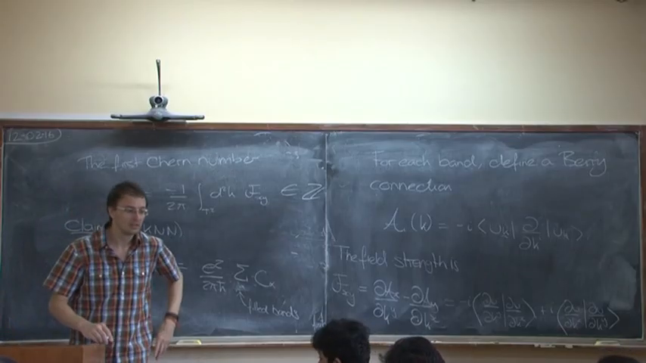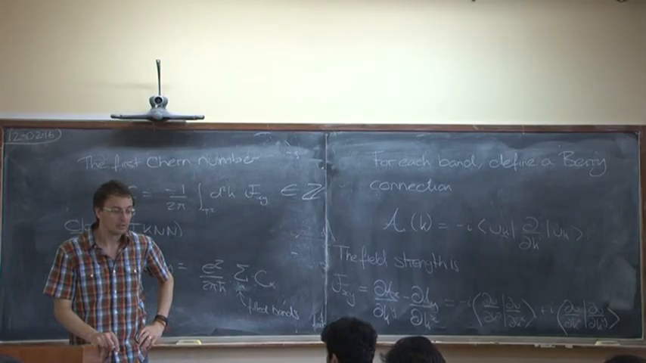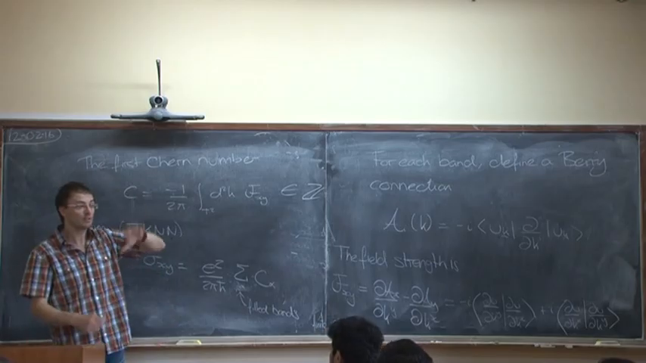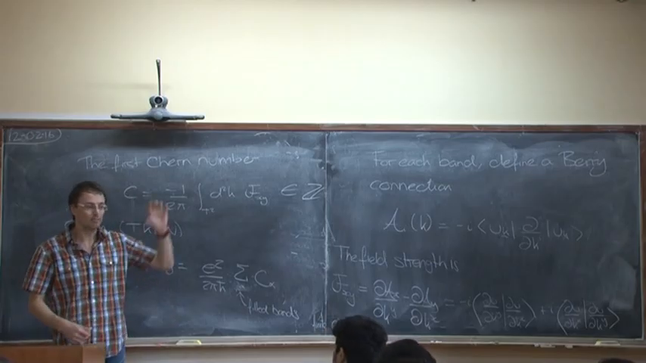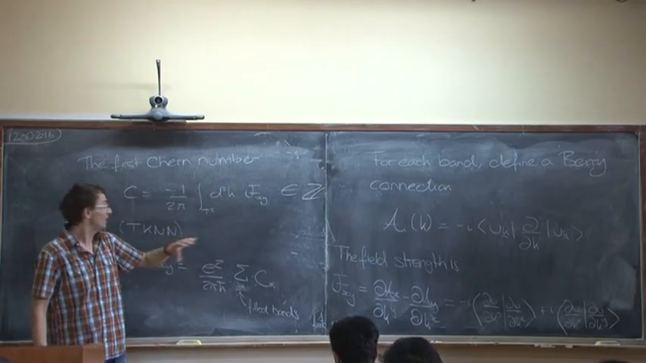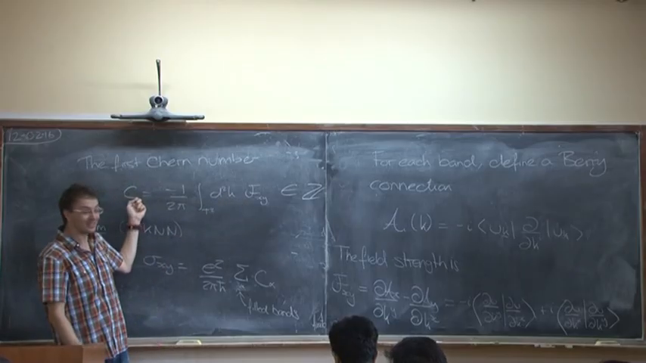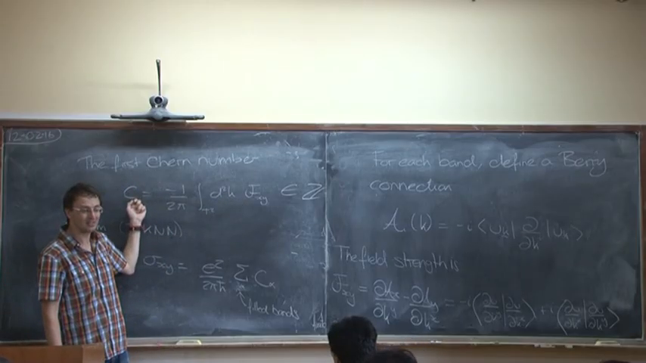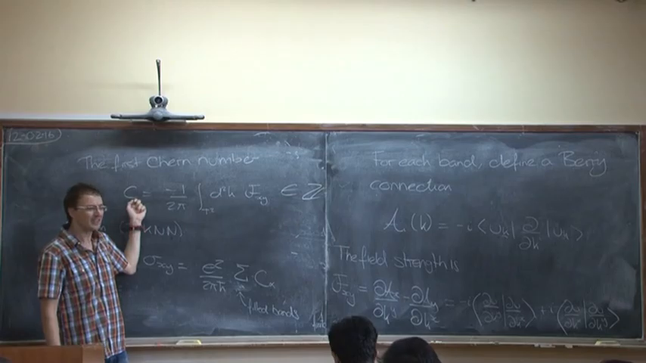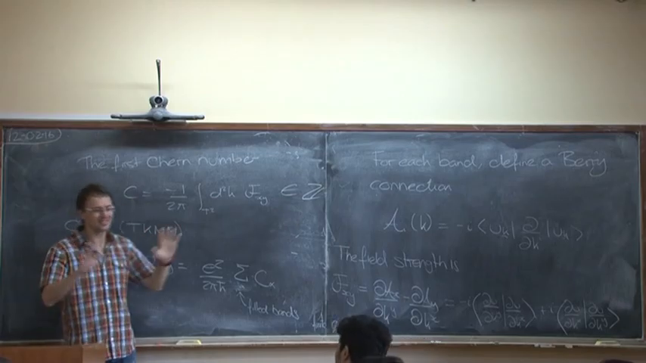But for conventional fluxes, like rational fluxes, where the integral of B through a plaquette is P over Q, it's simpler. It's still complicated to compute this in terms of P and Q. There's some Diophantine equation you have to solve.